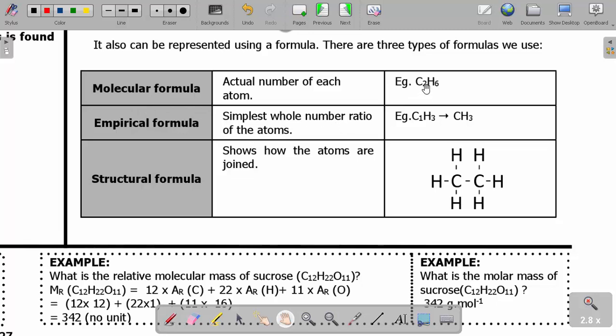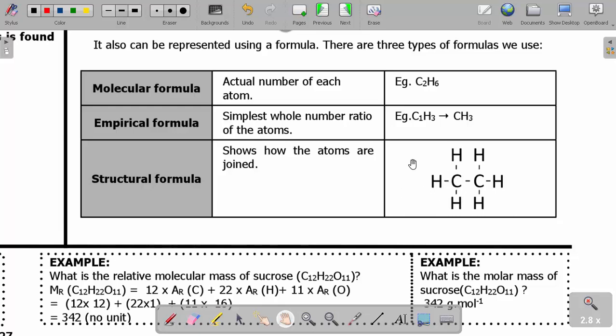For example, from here, if I divide by 2, I'm going to get C1 and H3, which we write as CH3. So this is the empirical formula for this molecular formula. And then we can also show the structural formula and show the bonds, like you saw.